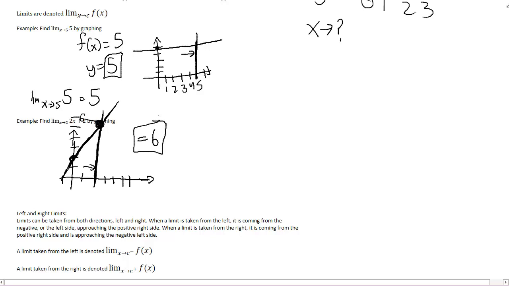So hopefully you get that. Basically right now all I'm doing is solving for the equation, but you can't really think of it that way. You have to remember, we are approaching a value, and we're getting the value that we're approaching. So as we're approaching 2, we get a value of 6.